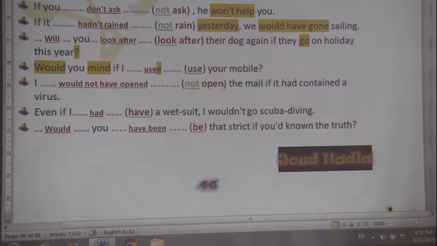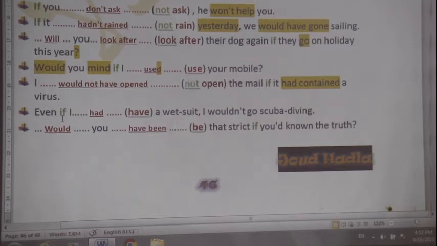Now, the next one, had contained is in the past perfect. So the if part here is in the past perfect. So I add would have plus the third form of the verb, and here we need it in the negative form. So wouldn't have opened the mail. I wouldn't have opened the email or the mail if it had contained a virus.